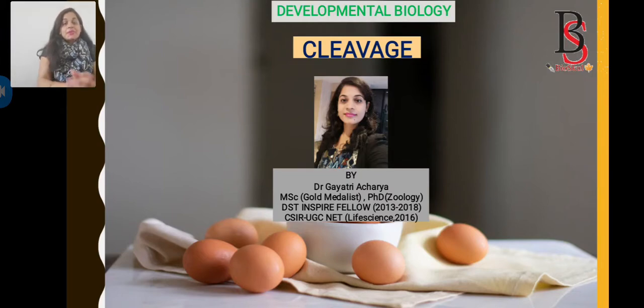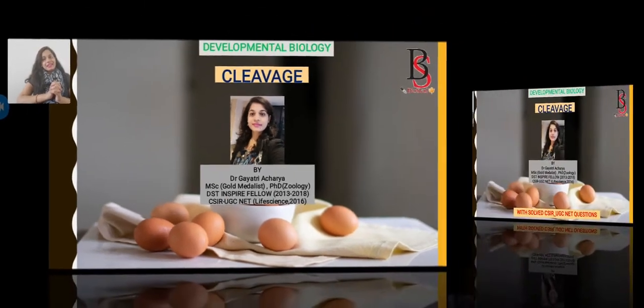Back to Bioschool. Have you ever wondered how a multicellular organism forms? Yes, it's by the process of cleavage, and today's topic of discussion is cleavage in animals. This is part of developmental biology, and you will get direct questions from this part in the CSIR NET exam.